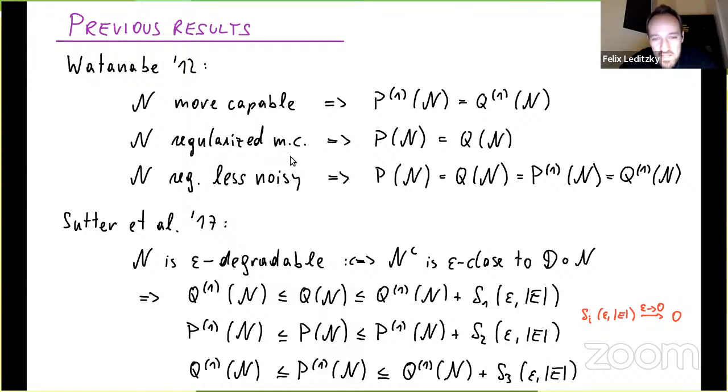If the channel is regularized more capable, then the same holds for the capacity quantities. And if N is regularized less noisy, it means that they're actually all equal to each other, and there cannot be any superadditivity. So here, if a channel is regularized less noisy, then the capacity quantities are equal to the information quantities, and those are single-letter quantities. Okay, and so degradable channels are an example of the third class here, and antidegradable channels as well, of course.